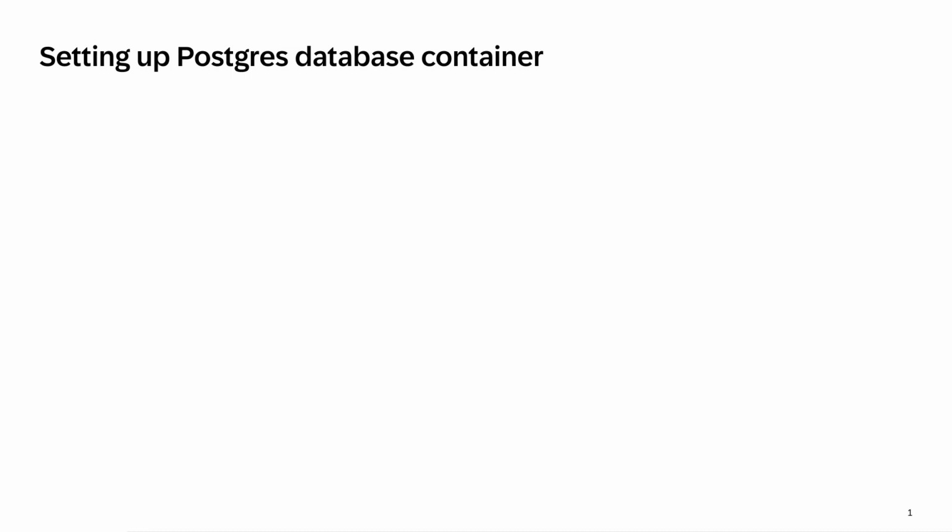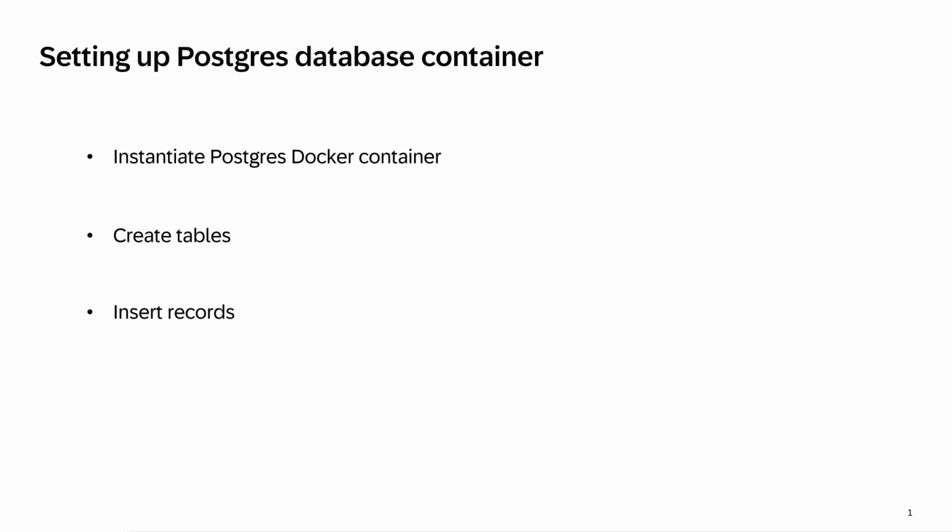Today we will talk about setting up the Postgres database container. We will cover how to instantiate the Postgres Docker container, create a couple of tables there, insert records, and finally see the database schema using DBeaver. Assuming you already have Docker Desktop installed, let's get into the first part: instantiating the Postgres Docker container.